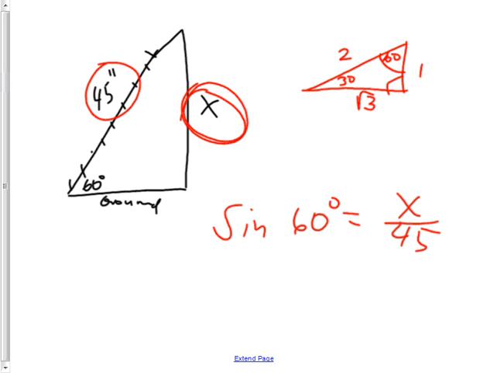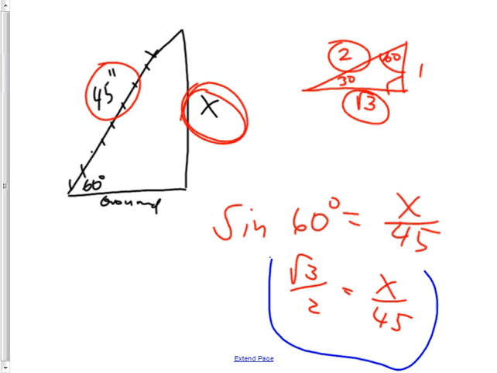So sine of 60, sine is opposite over hypotenuse. That over that. Root 3 over 2 equals x over 45. Now there's two schools of thought on this. Some people say, well, cross multiply and solve. That's true, but there's a faster way. We just want x alone. What do we do? Multiply by 45.